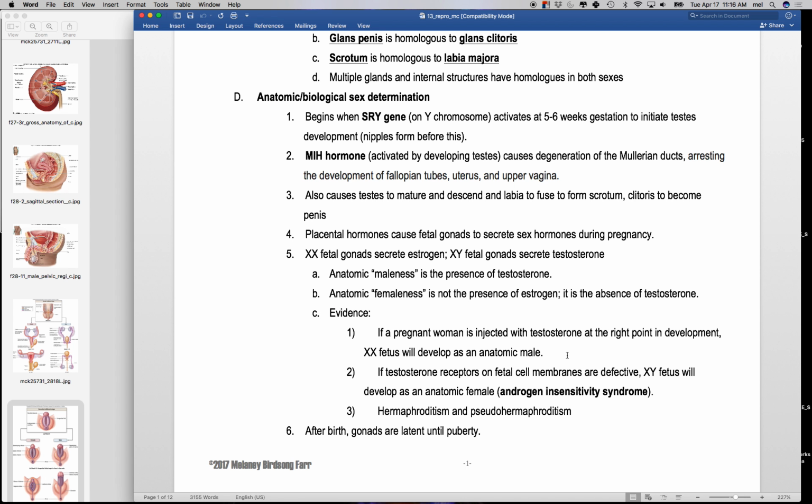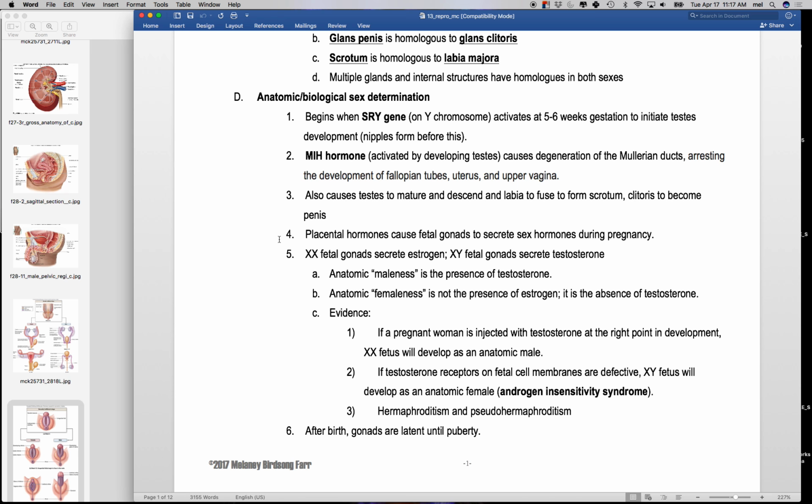So MIH hormone is activated by the developing testes, and it causes degeneration of the Mullerian ducts, stops the development of anything that could become a fallopian tube, uterus, or vagina. And it causes the testes to mature and descend, the labia to fuse and form a scrotum, and the clitoris to start on its way of becoming a penis. Right? So all of this is a two-switch with males.